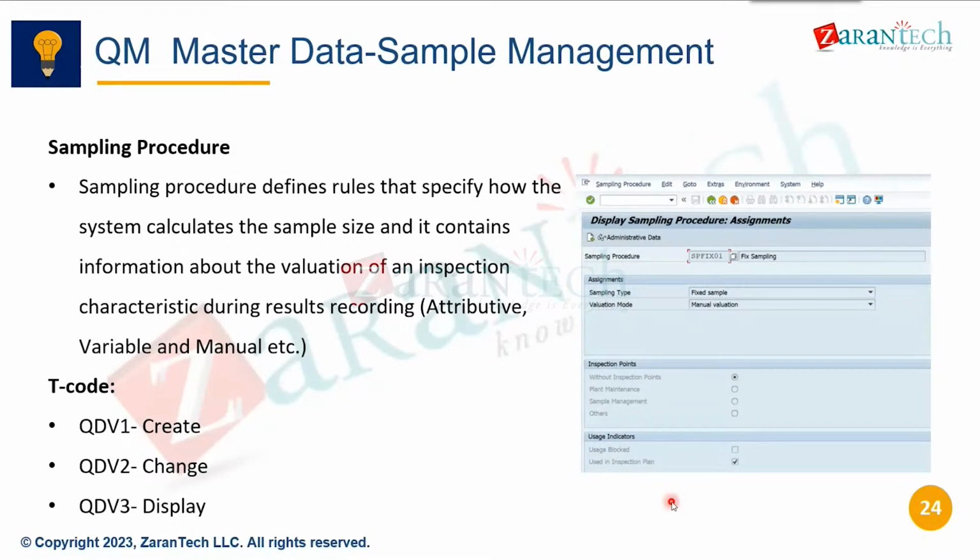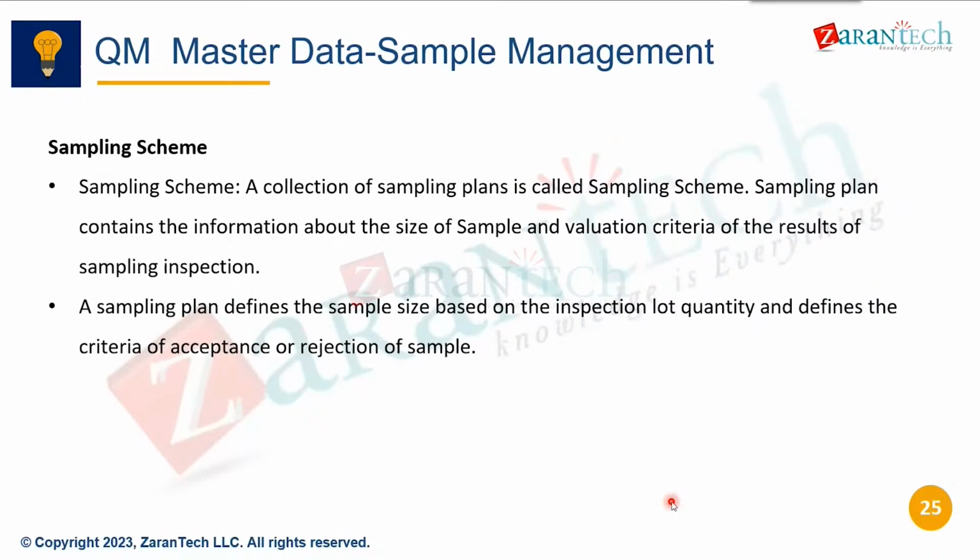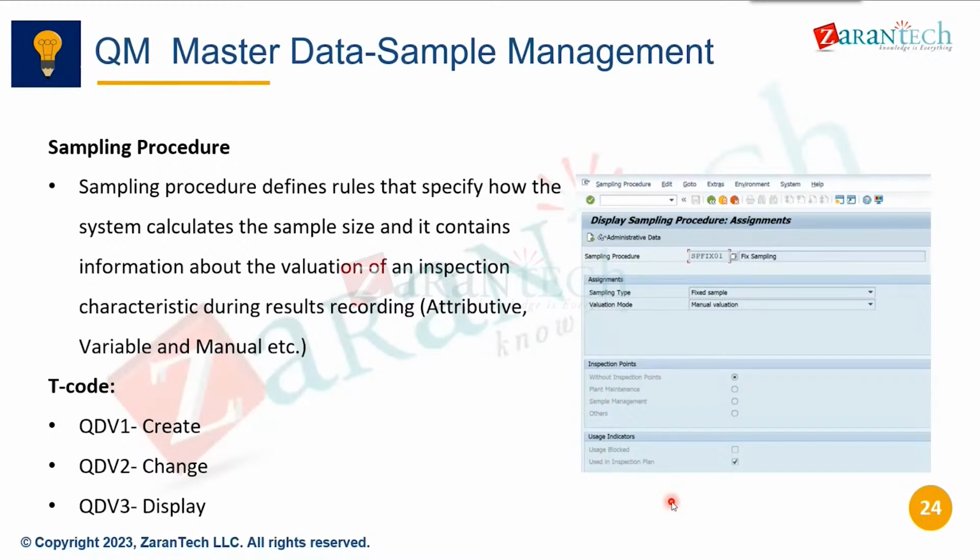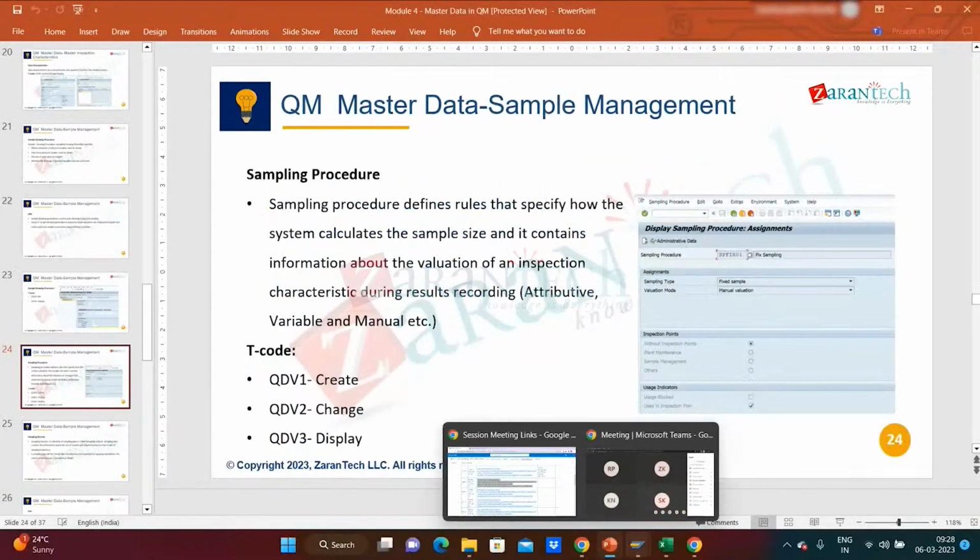If you are using a combination of sample drawing procedure with the sampling procedure, then you have to go with the sample management radio button. If you are planning for inspection points, then you need to go with the other inspection points option. Clear here? Any doubts? No? Okay, let me show you in the system also.